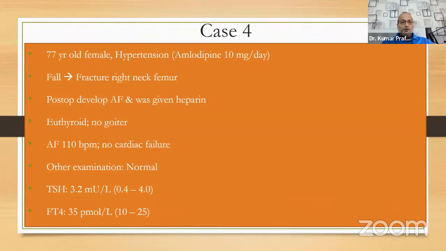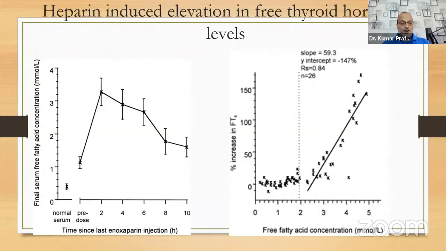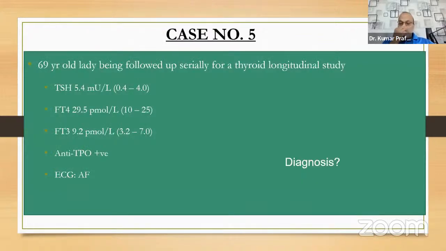Now we move to case number 4. A 24-year-old female with hypertension was admitted with a fracture in the neck. Post-op, she developed atrial fibrillation. She was euthyroid. Heparin was given to her, and thyroid function test was evaluated. What we could see is that with a normal TSH, that is 3.2, free T4 levels were increased, and here heparin is the cause. Heparin leads to increase in free fatty acid concentration, and with free fatty acid concentration, there is increase in free T4 level.